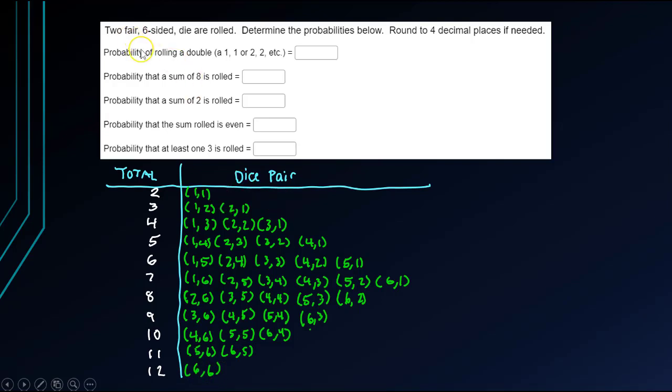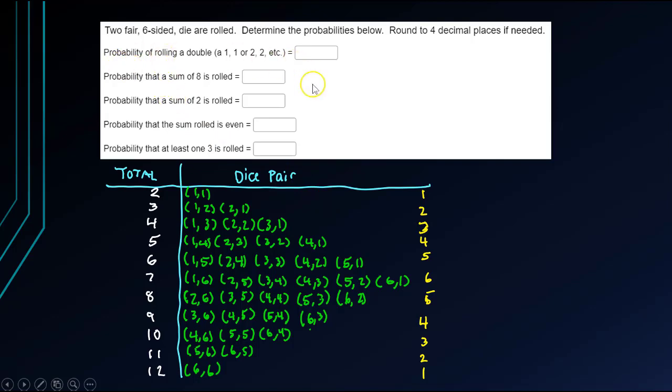So it asks for the probability of rolling a double. Well, first I put these numbers down here. So basically there's one outcome of getting a 2, 2 outcomes of getting a 3, 3 outcomes of getting a 4, 4 outcomes of getting a 5, and so forth and so on.